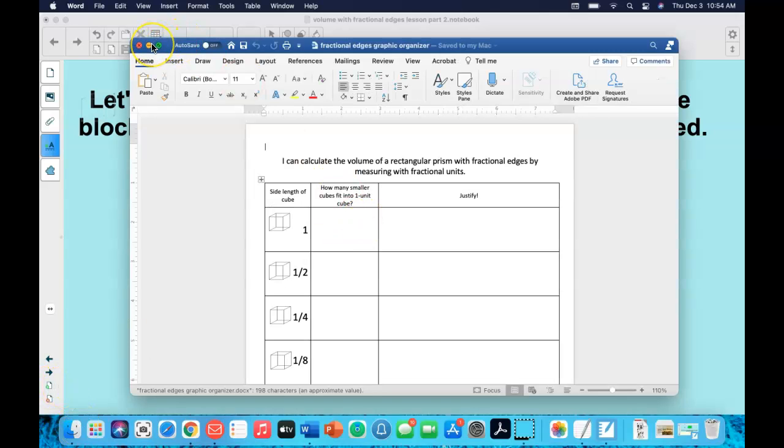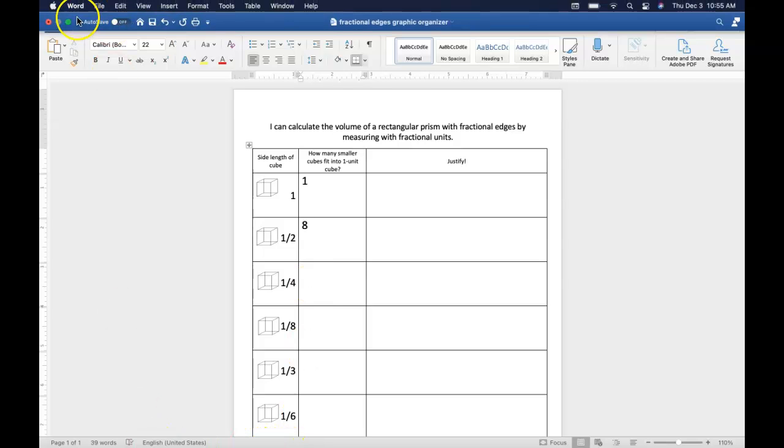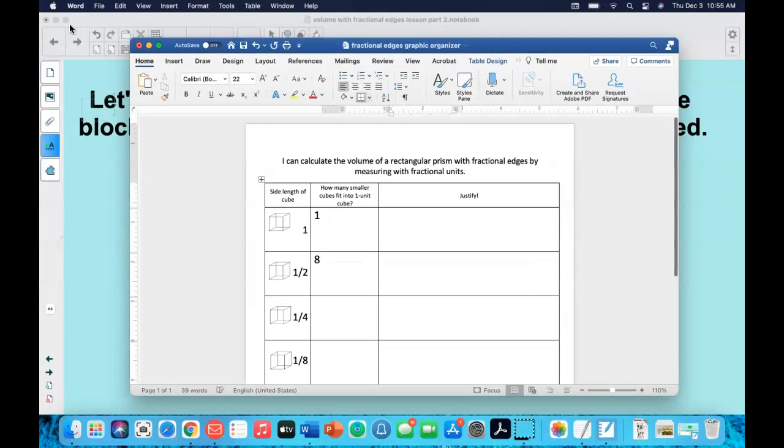Okay, so I'm going to look at these first 2 columns, and it says how many of the smaller cubes fit into the 1-inch cube. Well, if it's a 1-unit cube, it just takes 1. And then we learned that for the half-inch cubes, how many fit into 1 unit cube? Well, we learned that was 8, right? So that's what we know so far. So I'm going to come back to our lesson. Let me minimize that.